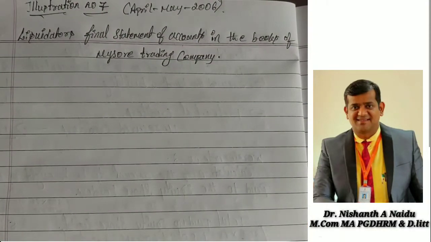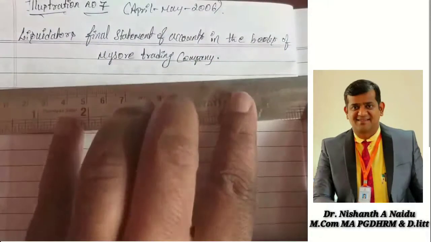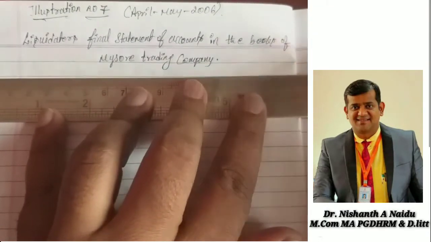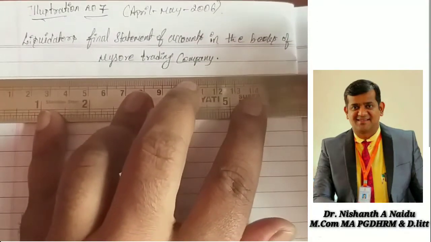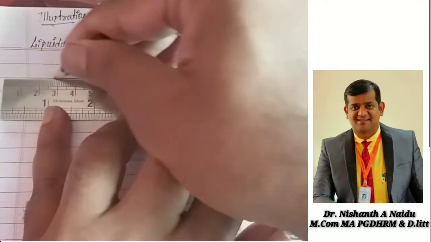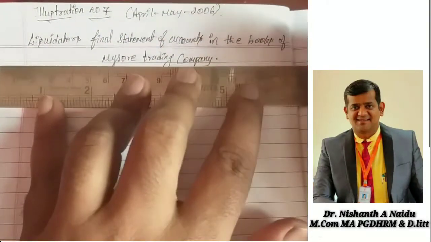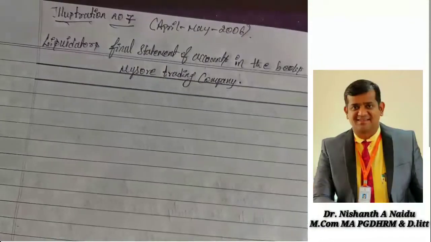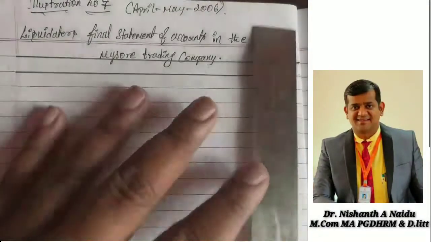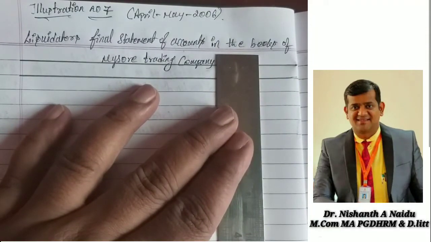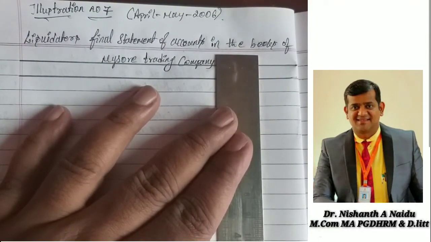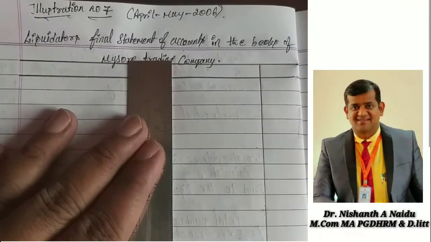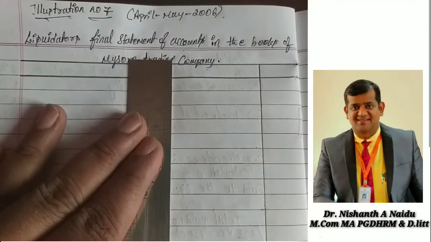As you all know, we have to draw a table. So let us draw the table for the liquidator's final statement of accounts. It is going to be a normal ledger account table, which consists of two columns, particulars and rupees. Almost a complete page we may require to solve the problem sufficiently, so I'm making a table for a complete page.